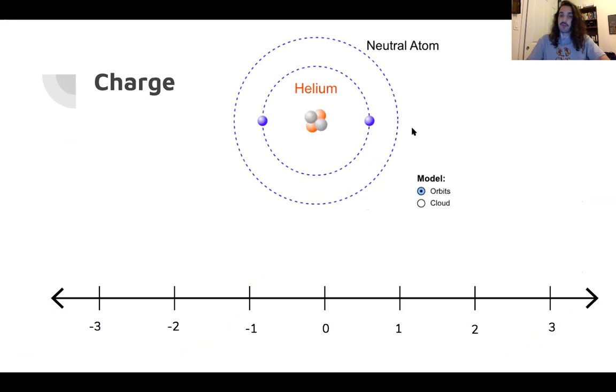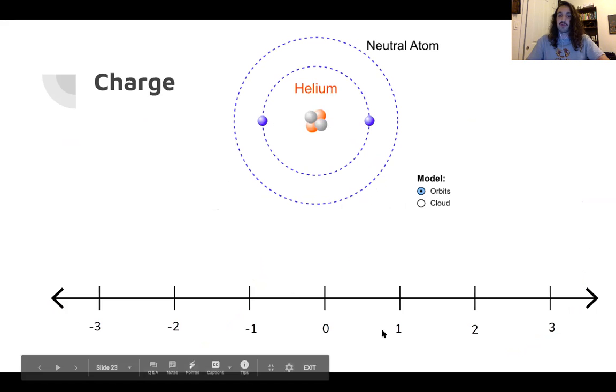When we think about this, let's now not have it in those little simple pictures. Let's go back to our representation of an atom. Let's think about this. Where would this fall on the number line? If this line represents charge, is it at 0 charge, 1 charge, 2 charge, or is it at negative charge? -1 charge, -2 charge, or -3 charge? We'll pause and think about that.